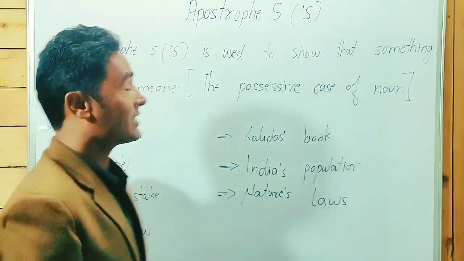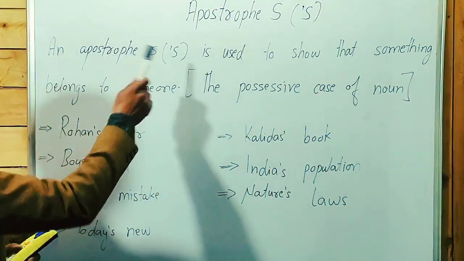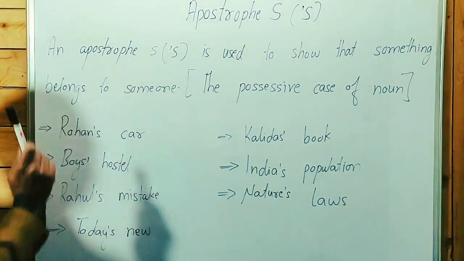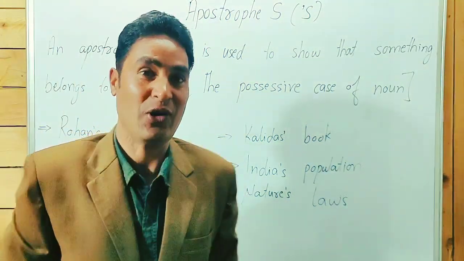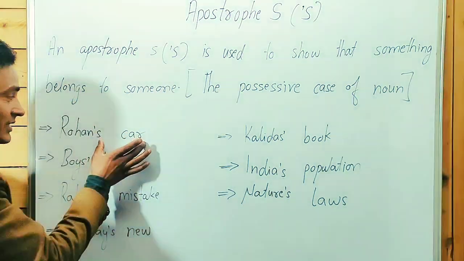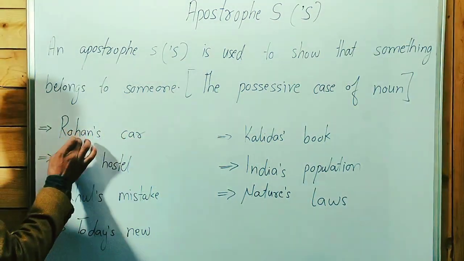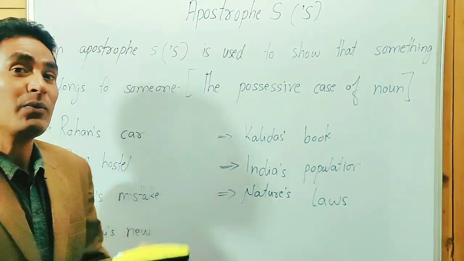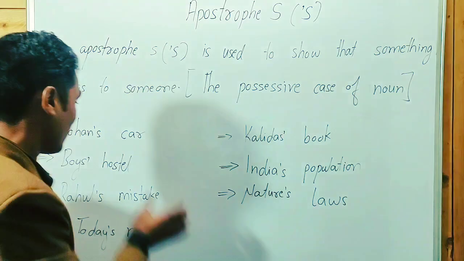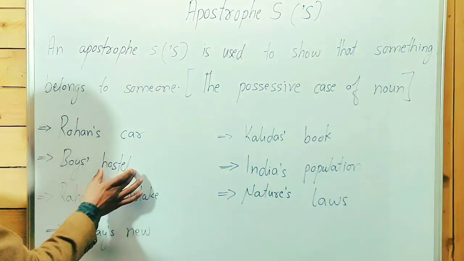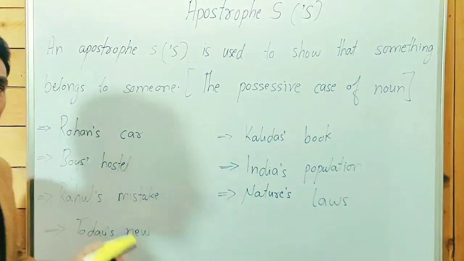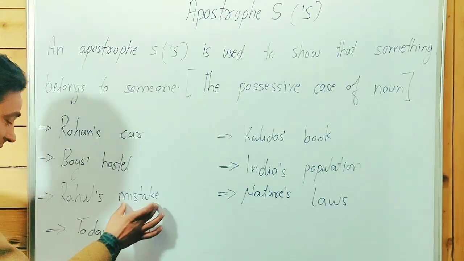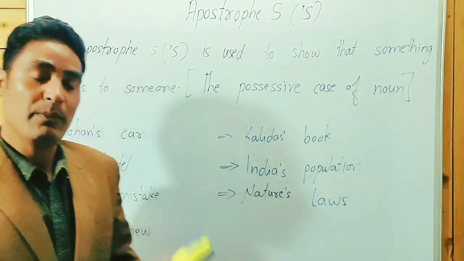Have a look at these examples. Apostrophe s is used to show that something belongs to someone. The possessive case of noun. Guys, point to be noted. Rohan's car. First example, Rohan, after that apostrophe s, Rohan's car. It means this car belongs to Rohan. Boys' hostel: this hostel belongs to the boys. Rahul's mistake: the mistake which was done by Rahul.